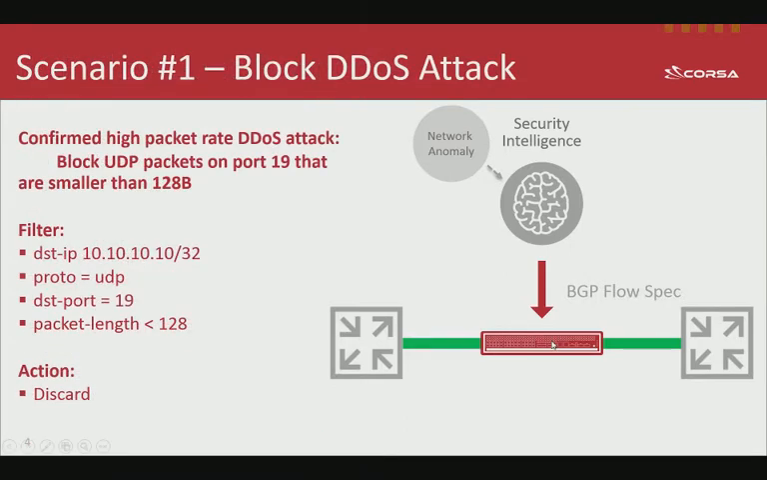In this demo, we have three different scenarios of how you may want to use the NSE, and I will show you how you can do it using BGP Flow Spec. In the first scenario, we have a confirmed high packet rate DDoS attack. And what we'd like to do is block UDP packets on port 19 that are smaller than 128 bytes. Now, we're going to install a filter that blocks destination 10.10.10.10, which is the victim. Protocol UDP, port 19, packet length less than 128 bytes. And the action is going to be discard.